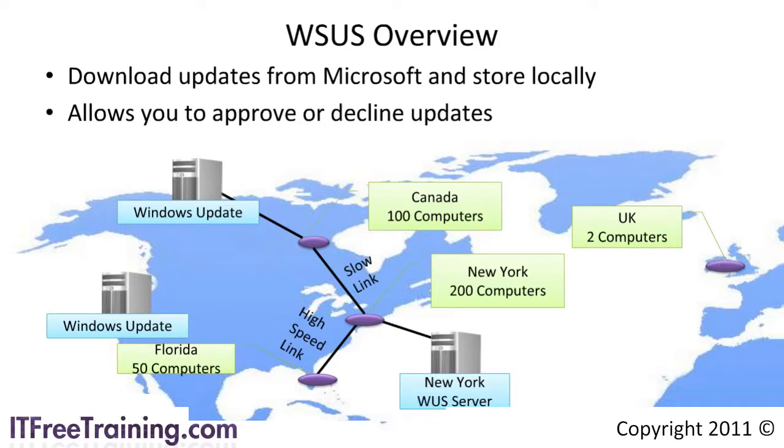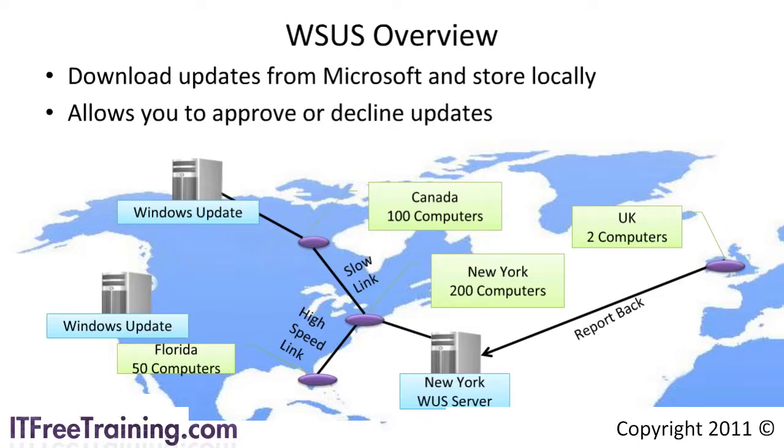In the case of the UK office, the 2 computers would contact the Internet directly to download Windows updates. However, they would also communicate back to the New York WSUS server on which updates they had installed and ask what updates they could install. In other words, WSUS allows you to optimize downloading of your updates and also control which updates are installed.